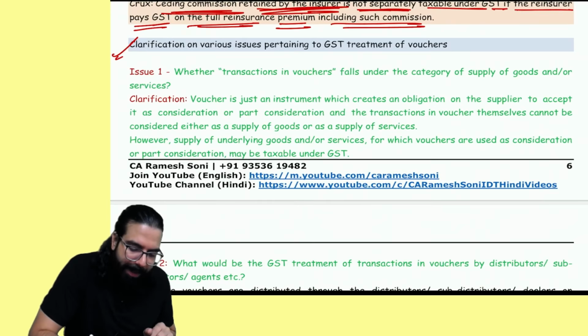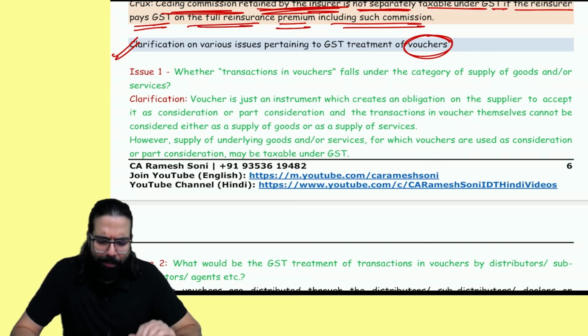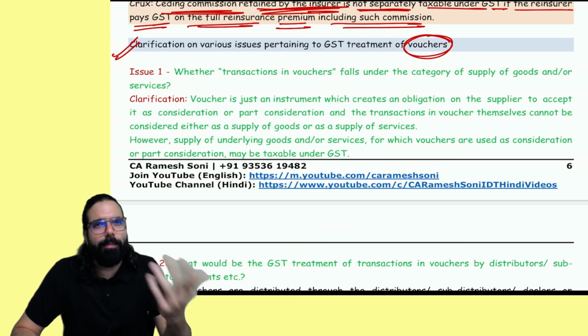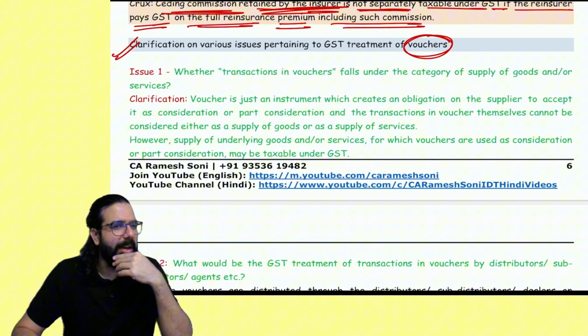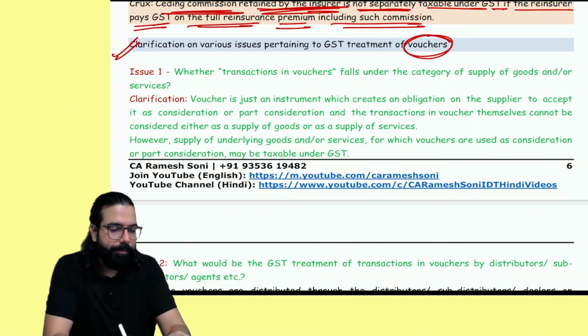Chalo, let's go ahead. The next one, see. A small clarification has come for vouchers. For vouchers, lot of issues were there, lot of doubts were there, lot of thoughts were there, where students used to tell me, sir, for voucher, what if voucher is not redeemed? What if voucher is redeemed? Just give me a second.